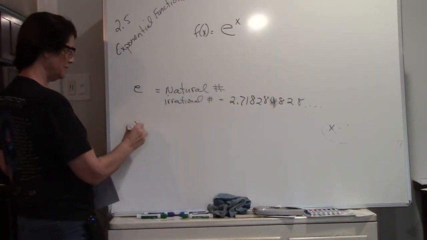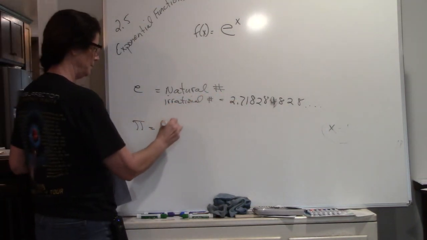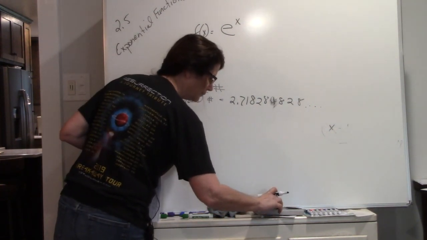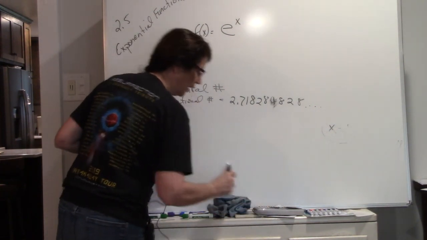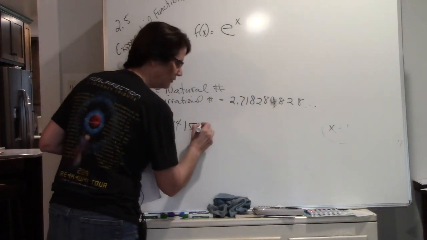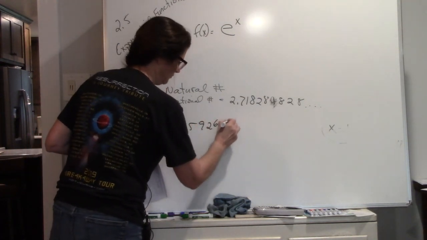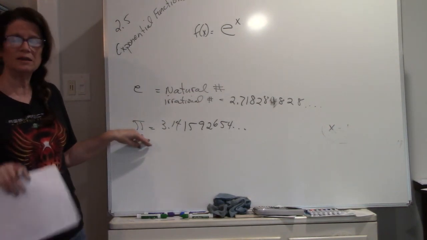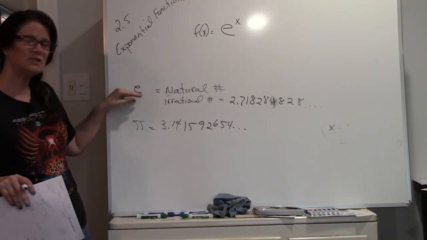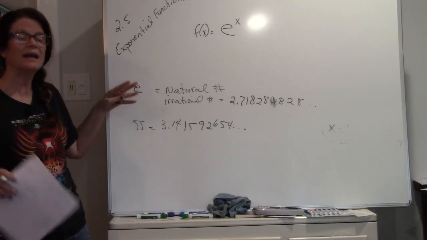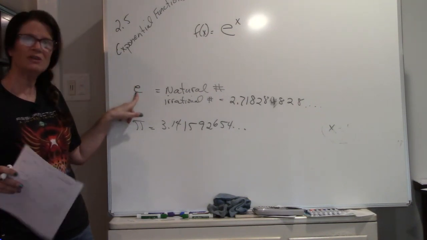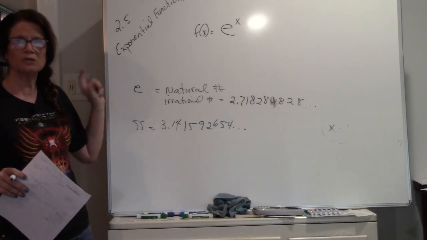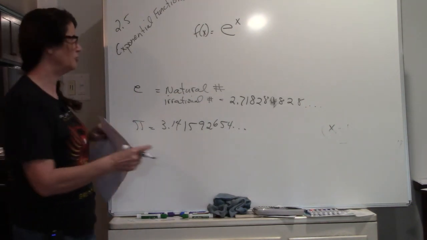It's exactly the same thing as pi. Pi is 3.141592654 and so on. Okay, so pi is also an irrational number. So when you see the number e, okay, it's a letter, but don't think of it as a letter. It's an actual number, and it just is represented by the value e.